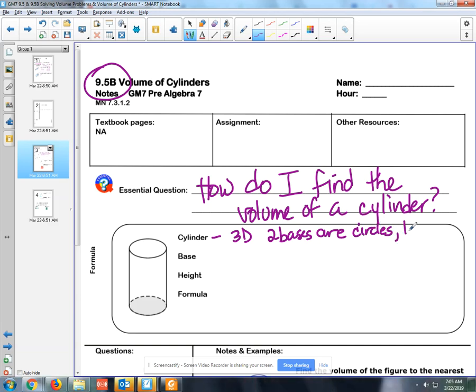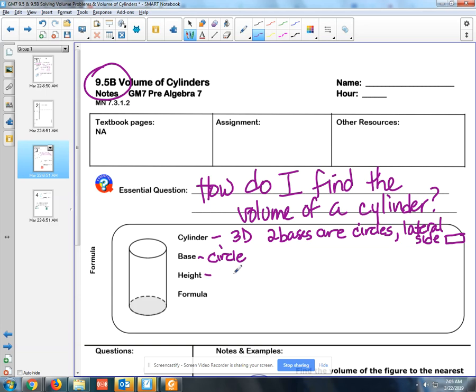And it has its lateral side, lateral area. That lateral side is a rectangle. I'm just going to draw a picture. Okay. Again, we have two bases. They're in the shape of a circle.